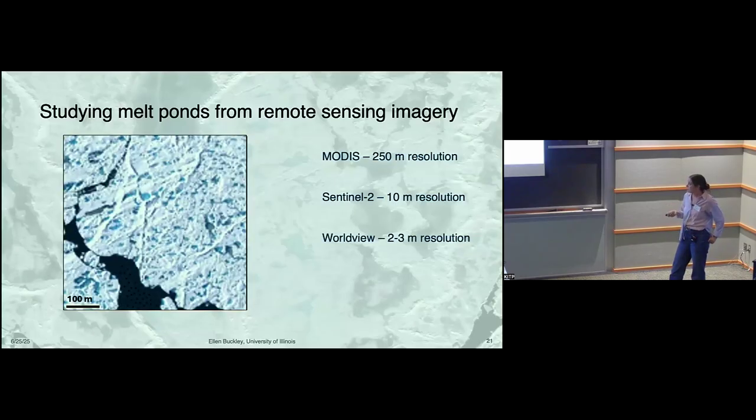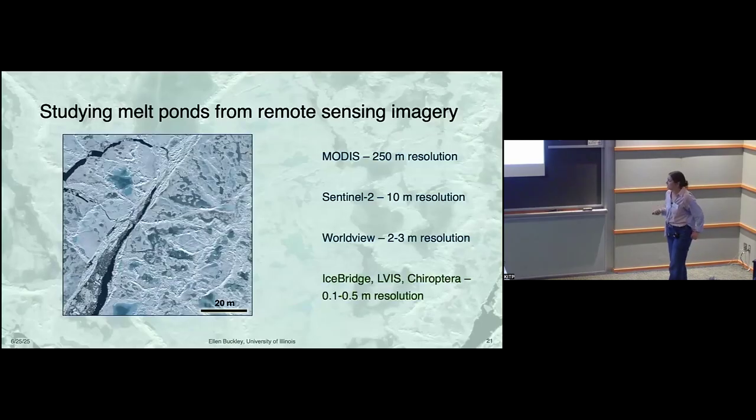WorldView is incredible. It is commercial data, it's Maxar, has 2 to 3 meter resolution, but it doesn't have full Arctic coverage and it's commercial, so you have to pay for it. And then we have designated airborne campaigns to take imagery, and there we can see really high resolution melt ponds. So this is kind of our whole span of melt pond imagery that we can get from remote sensing observations.